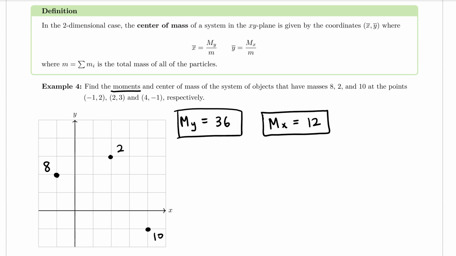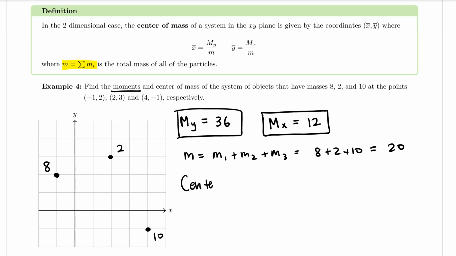So now that we've calculated the moments, we are also going to need to calculate the total mass. So lowercase m is equal to m1 plus m2 plus m3. And that's going to be 8 plus 2 plus 10. So our total mass is 20. And that's going to help us find our center of mass.